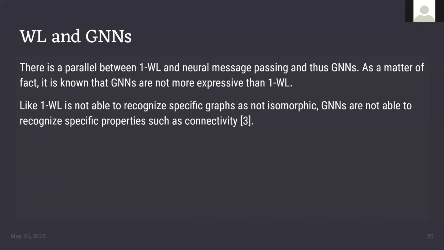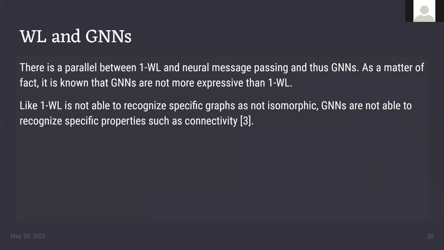So in the same way that the graph isomorphism test is not able in some specific circumstances to recognize graphs as isomorphic even though they are, GNNs, you can say, are not aware of some specific properties such as connectivity, but also bipartiteness and the presence of structures such as triangles.